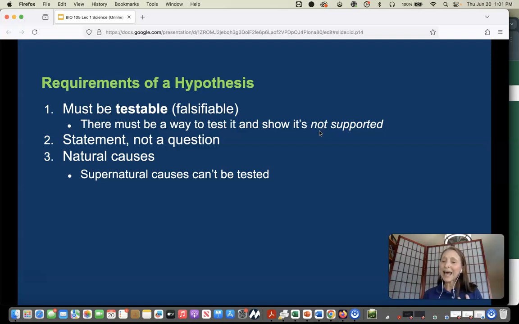It means it has to have the potential to be tested and shown to be false in that test. So I say potential. It doesn't have to have the outcome of being false, but it has to have the potential of being shown false in that experiment. So there must be a way to test it and to show it's not supported, or that, again, your hypothesis is supported.